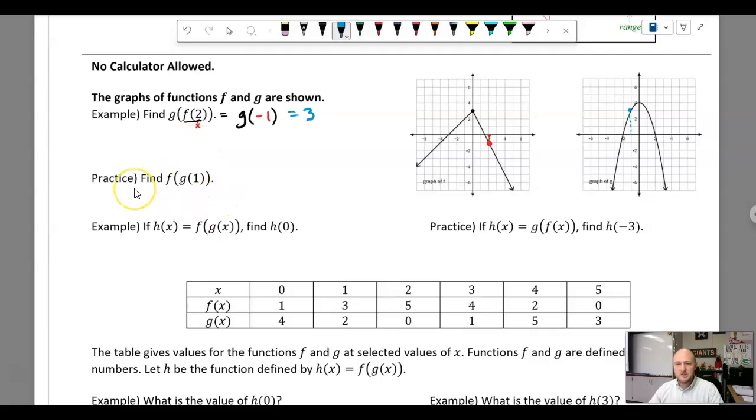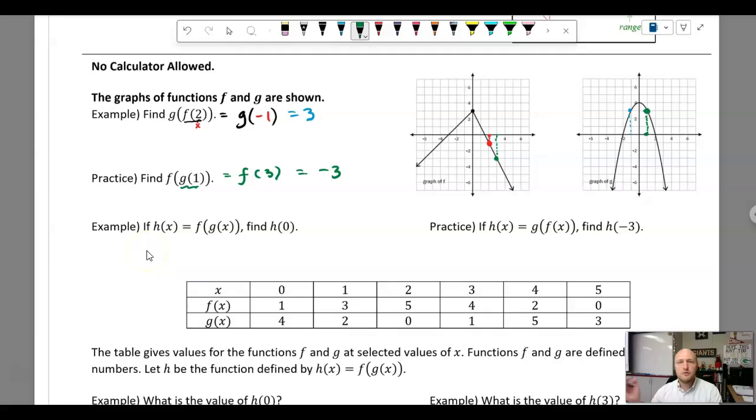Here's a practice problem. Please go ahead, pause me, and try it. Find f of g of 1. Okay, here we kind of reversed it. You're supposed to find g of 1. My input 1 gives me an output of 3. So this is equal to f of 3. Then we go to 3 on our graph for f, and that output is negative 3. Okay, and that is it. That's composition.